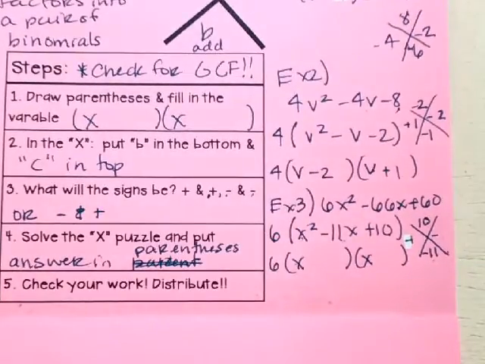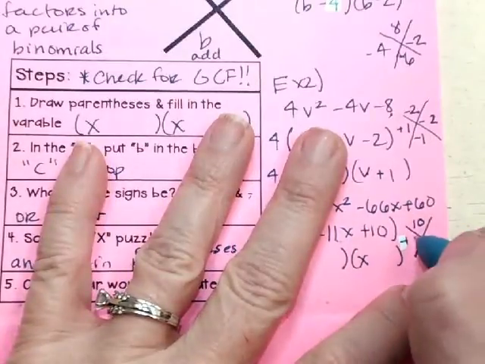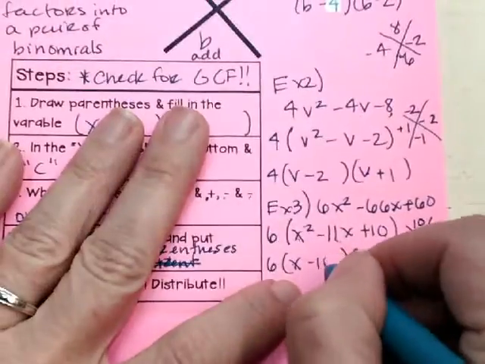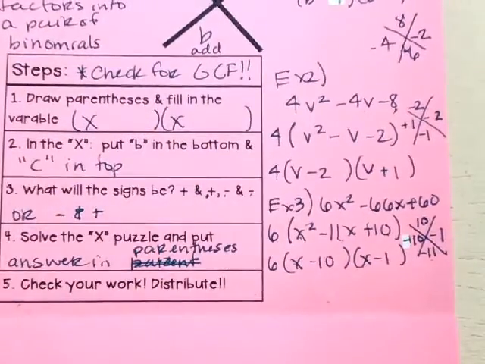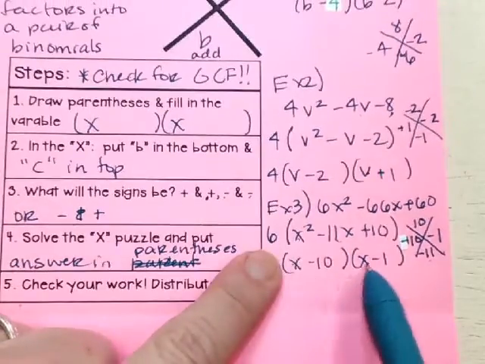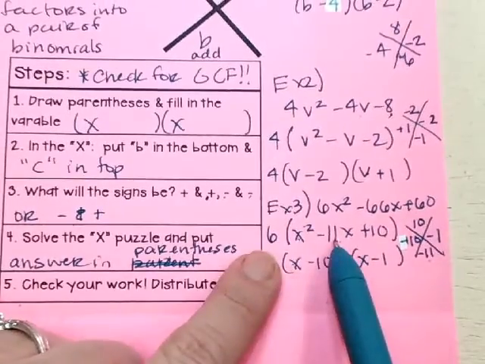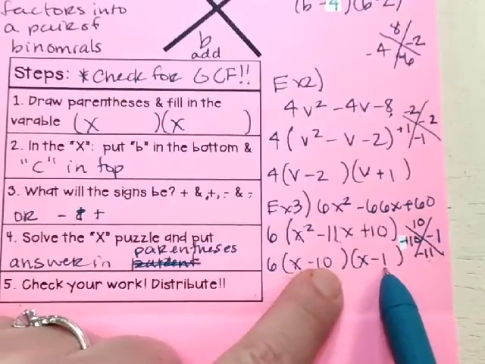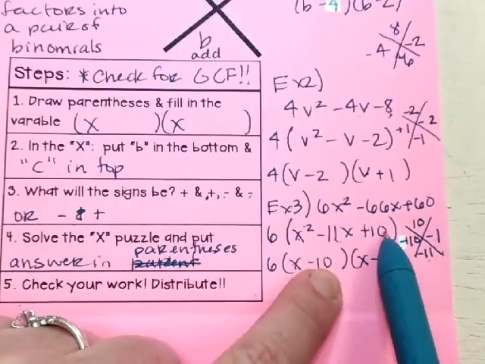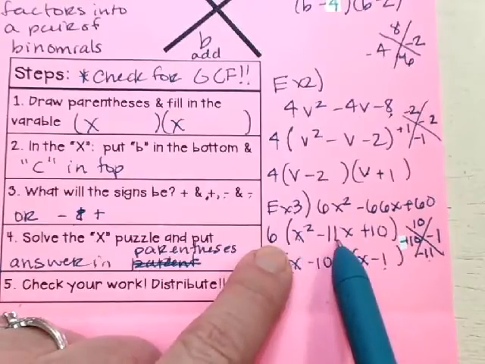So factors of 10 that will give me 11, the only factors are 5 and 2 and 10 and 1. 5 and 2 is definitely not going to add up to give me 11, but 10 and 1 will. So it's x minus 10, x minus 1. Check it. Do this part first. X times x is x squared. Negative x and negative 10x is negative 11x. Negative 10 times negative 1 is positive 10. Then distribute the 6. 6x squared minus 66x plus 60.